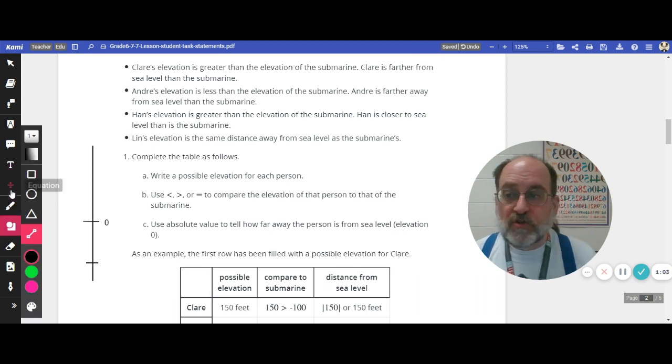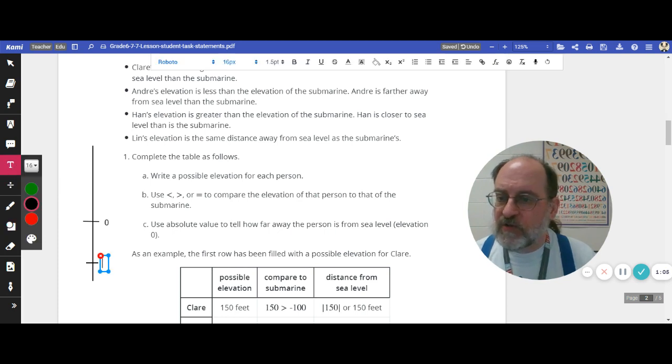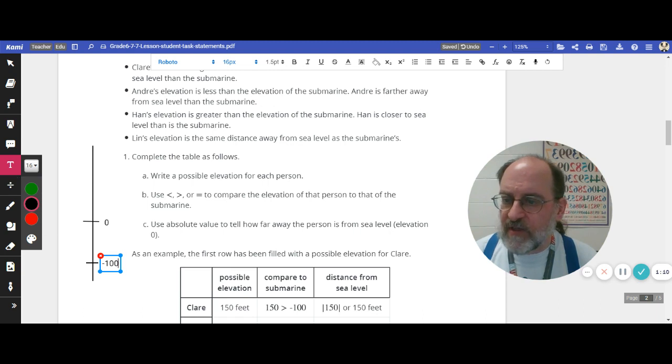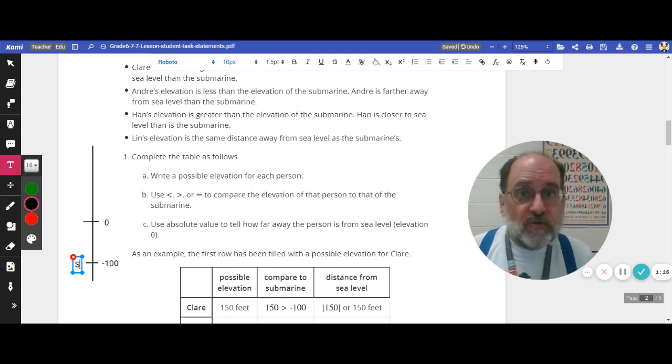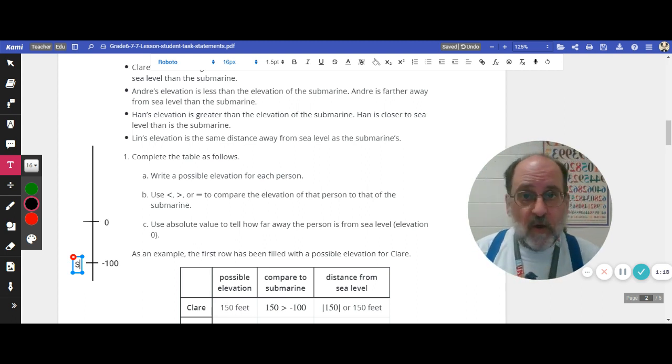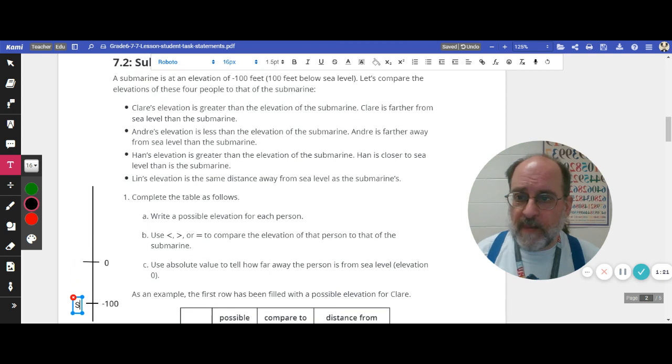And I'm going to put two pieces of information on here. First off, this is negative 100. And second off, this is where the submarine is. So I'm going to put an S for the submarine. I think using this will be really helpful when we think about where all the other people are.